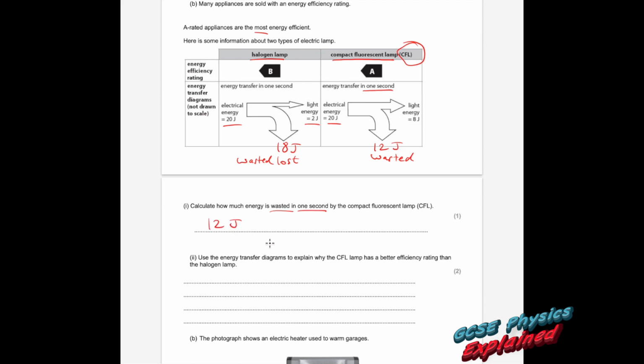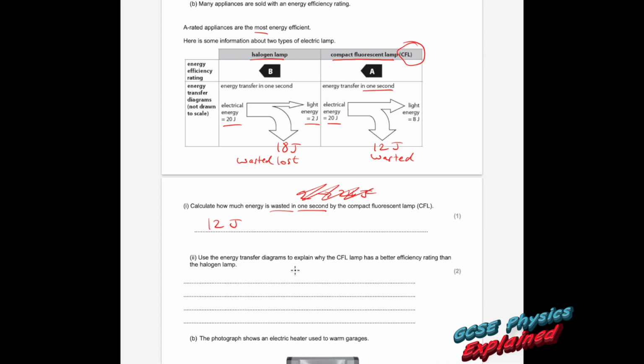Now I've never seen them say how much is wasted in 2 seconds. But if they did, you'd have to say 24 joules, wouldn't you? Just in case, that's 12 joules in 1 second gets wasted. Anyway, just forget about that. Don't want to confuse you. But just be careful.